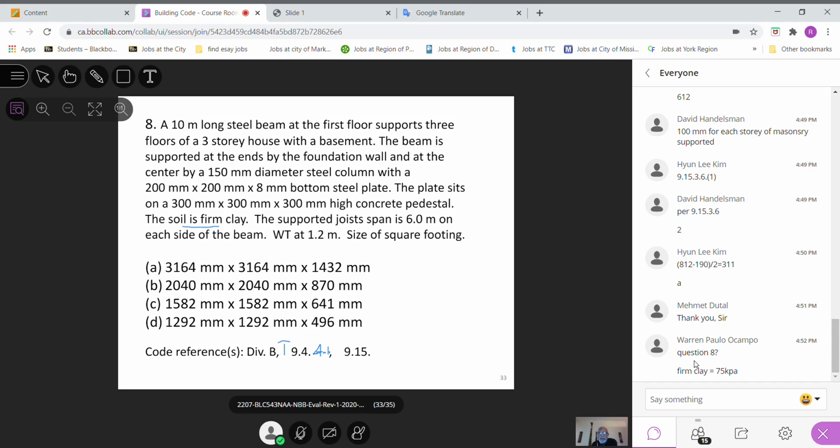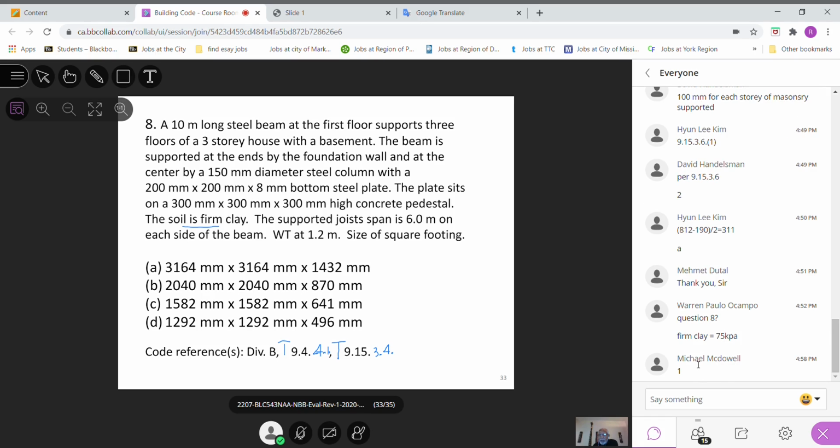Then I go to Table 9.15.3.4, and that tells me that if I have a column supporting 3 floors, what's the minimum area I require for that column? What's the minimum area? Okay, so the minimum area will be 1 square meter.